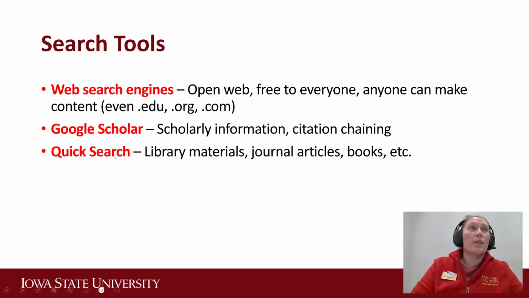Now, quick search is like the Google of the library. It will search our library catalog and a lot of our library databases. It's something called a federated search because it'll search multiple databases all at once, kind of like how Google can search multiple places all at once. But it won't search every single database that our library has access to, so you do sometimes need to go to that articles and databases page and look up subject-specific databases to search through, just in case Quick Search doesn't search through that database.